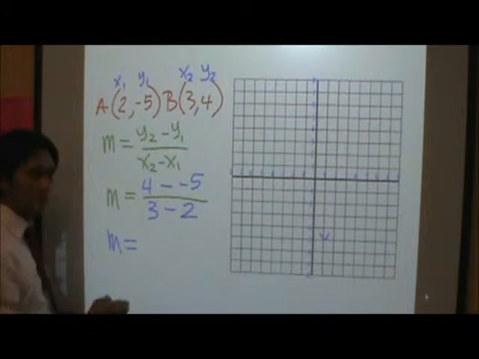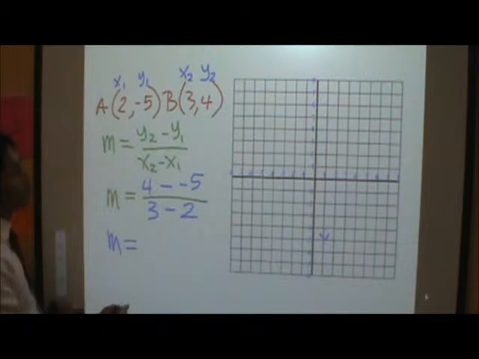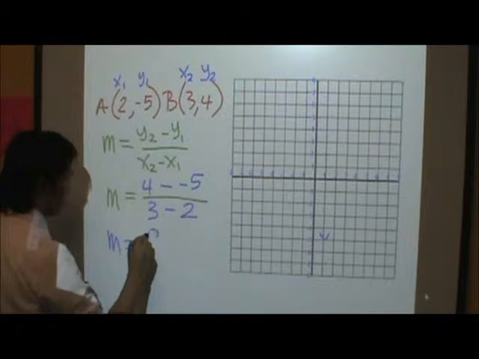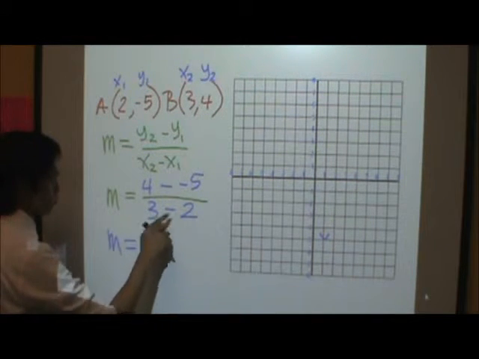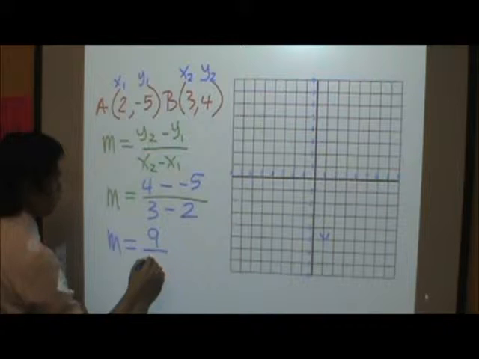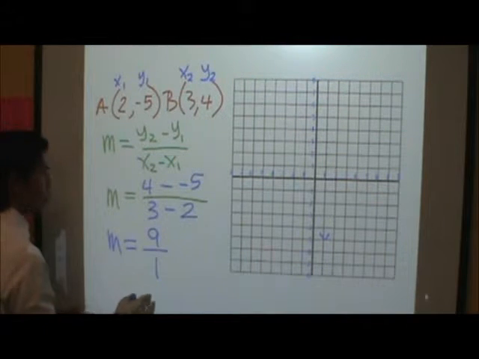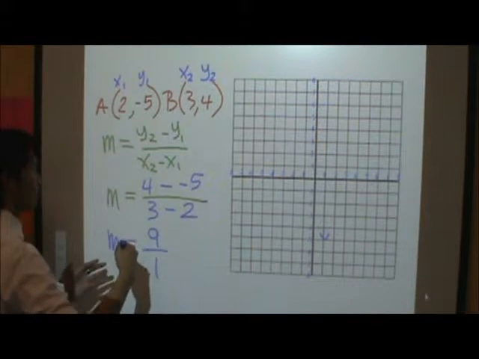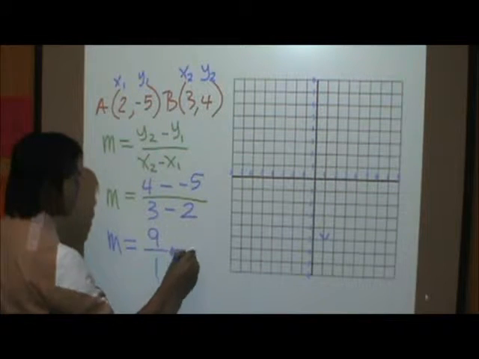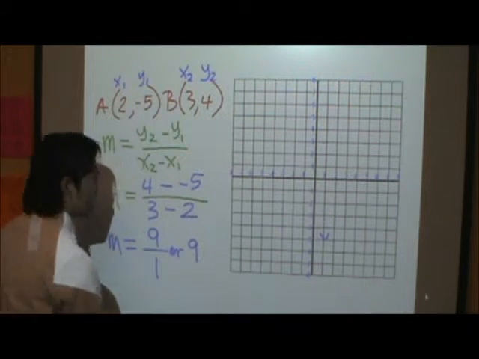Now, to find the slope, what is 4 minus -5? Minus -5 is plus, so I can say it's 4 plus 5 gives you 9. 3 minus 2 is 1. So 9 over 1. That means you go up 9 times and then you go to the right 1 time. Or simply 9.